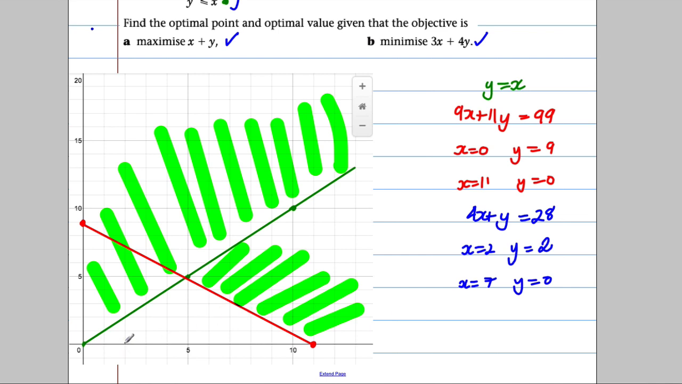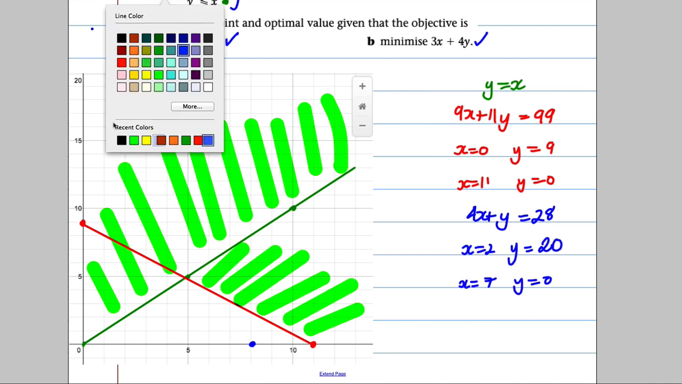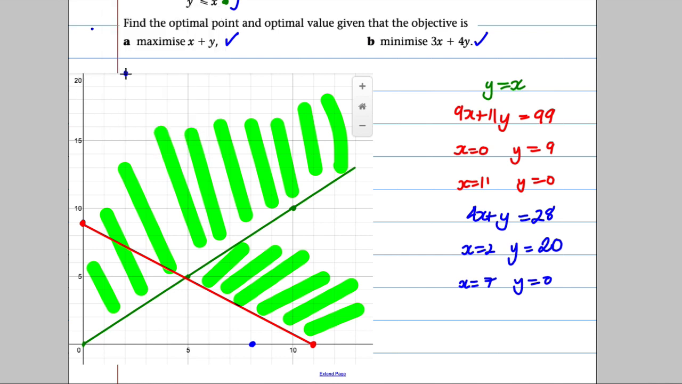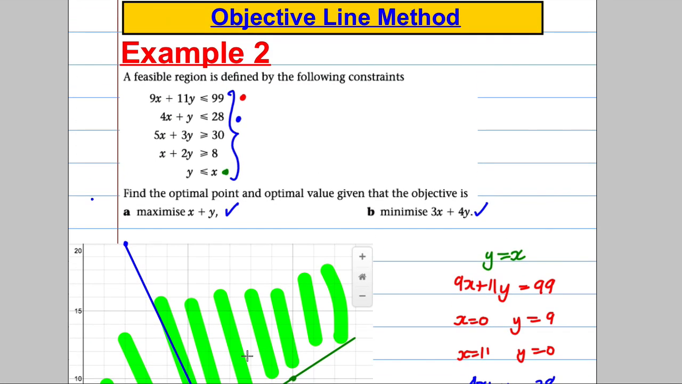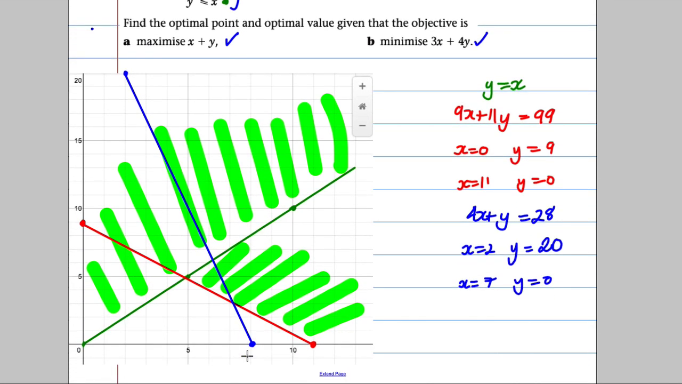Okay, so I can plot those. I can put 2 against 20, which would be here, and I can plot 7 against 0, which would be here. So that's how it would look, something like that. Now we want below the line, so we shade everything above the line. Almost everything above the line is being shaded apart from this here, so we need to shade that as well.